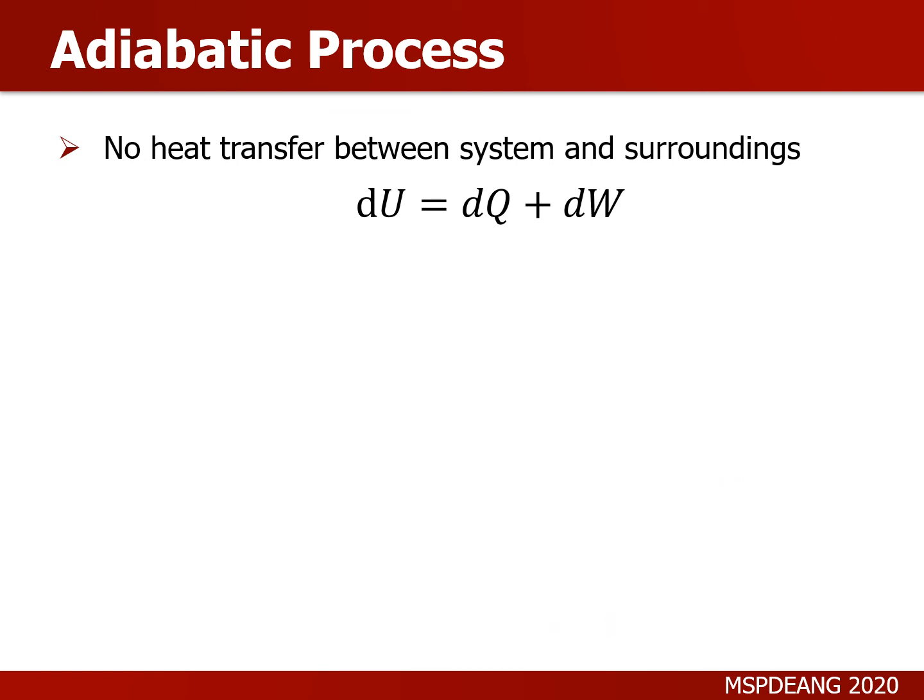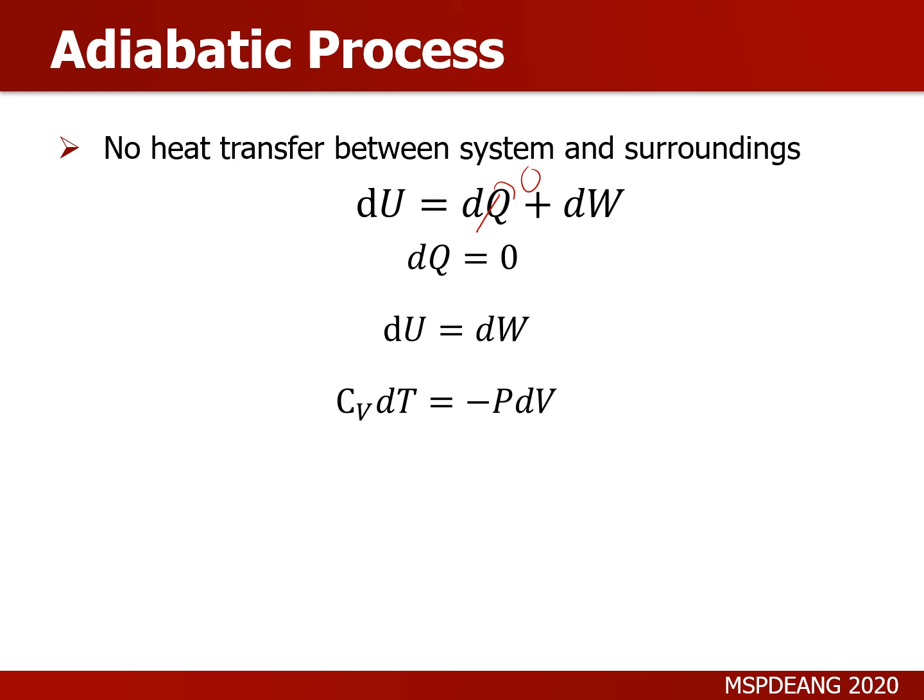Okay, last but not least now is an adiabatic process. And for an adiabatic process, recall there is no heat transfer between the system and the surroundings, meaning dQ is now equal to 0. Thus, dU is equal to dW. And based on this, Cv dT is equal to negative P dV.